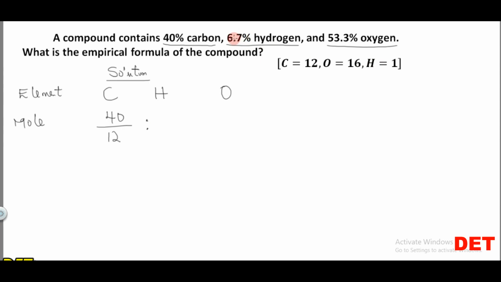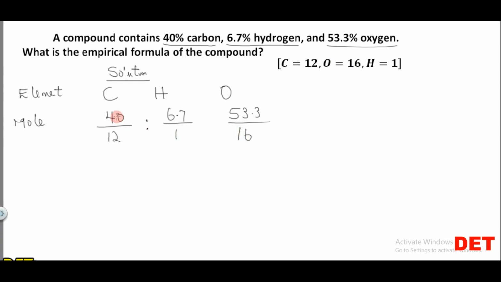Then for hydrogen, the mass of hydrogen is 6.7%, so that's 6.7 over the relative atomic mass of hydrogen, which is 1. And the mole for oxygen is equal to reacting mass over molar mass. The reacting mass is the percentage of oxygen in this compound, so that's 53.3 divided by the relative atomic mass of oxygen, which is 16.